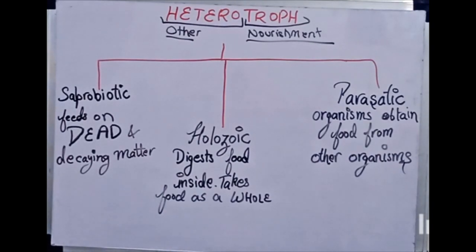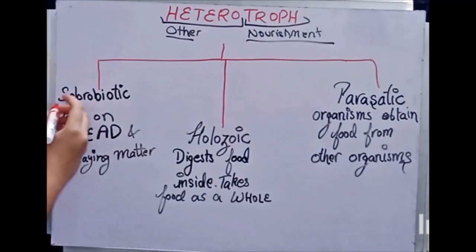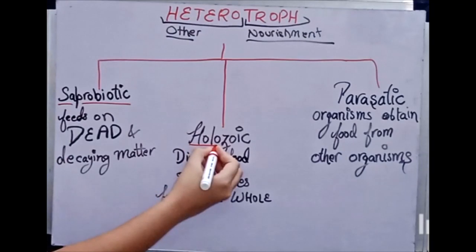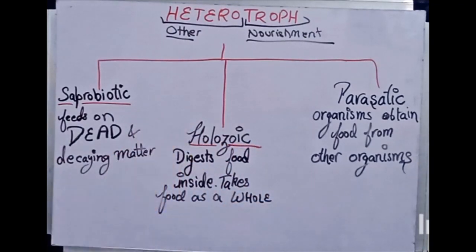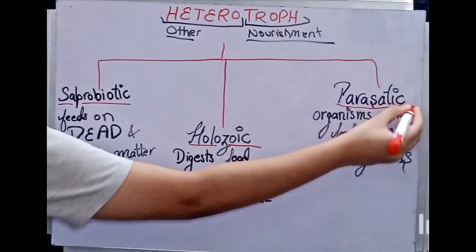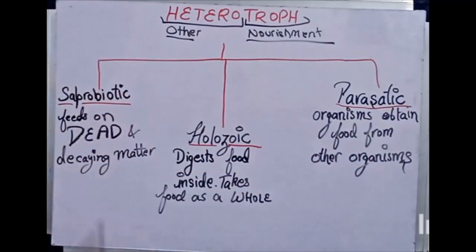Heterotrophic nutrition is classified into saprobiotic, which we have learned in the previous classes as well, then holozoic, and parasitic. I am going to break this down also to make you memorize it easily. These are the three types of nutrition. Let us start with saprobiotic.